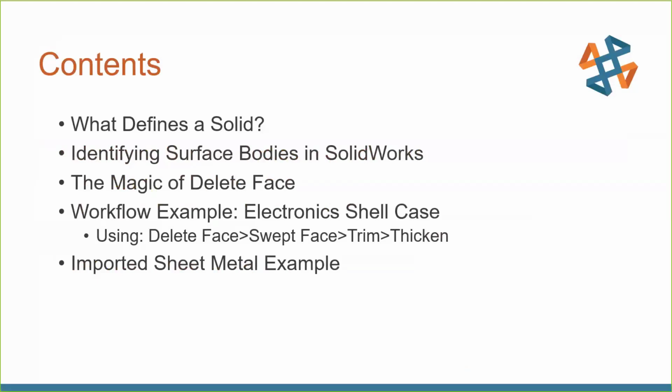So first, it's very important for us to define what a solid is in order to better understand how we can switch between solid and surface geometry and how we can use surfacing to do that. It's also important for us to identify when we have surface bodies in SOLIDWORKS. We're going to go over a very useful surfacing command called delete face and the various things we can do with that. We'll go over a workflow example of creating a simple electronic shell casing, going through the delete face, swept face, trim, and then thicken commands. And then lastly, we're going to go over an example of an imported sheet metal part that we may want to get the flat pattern from.